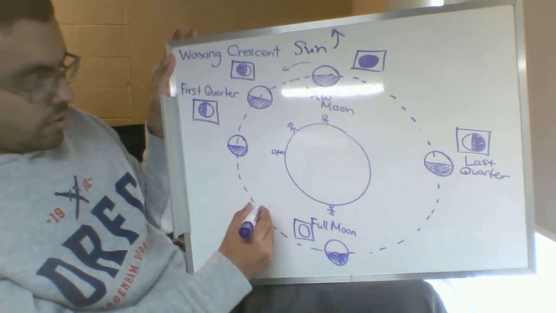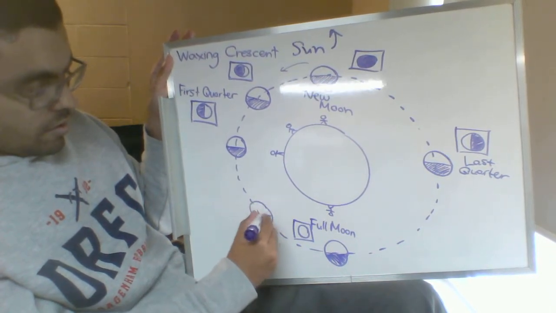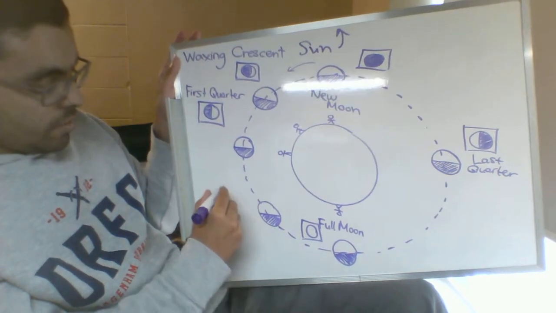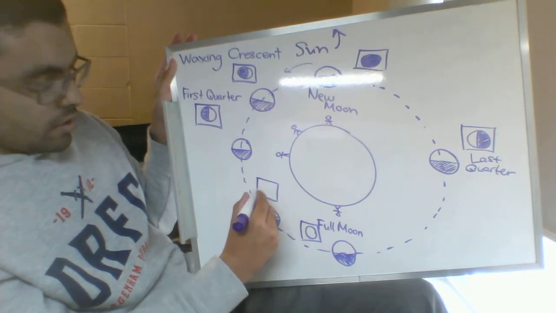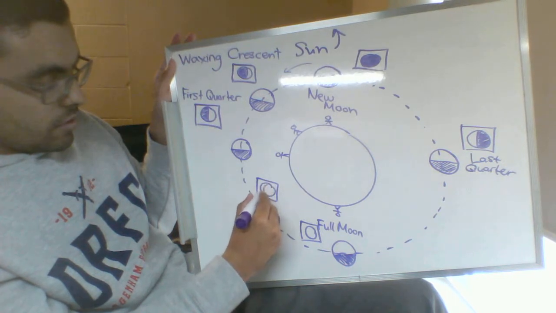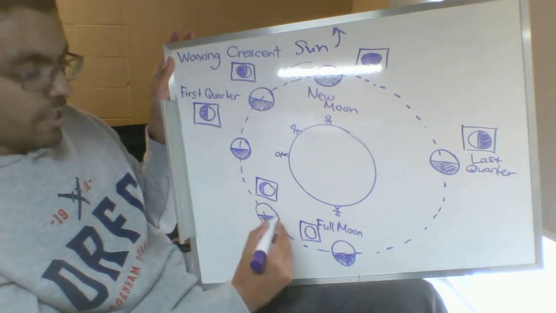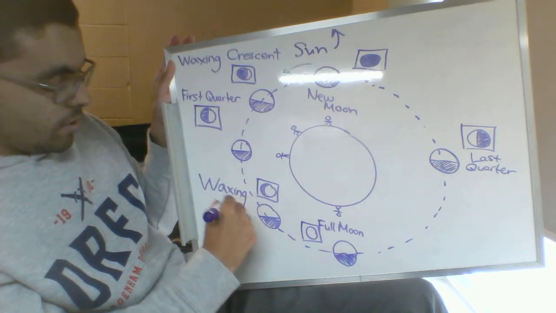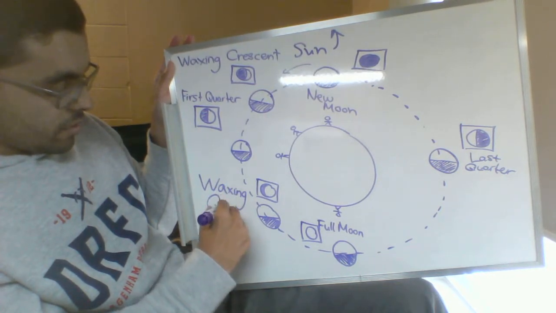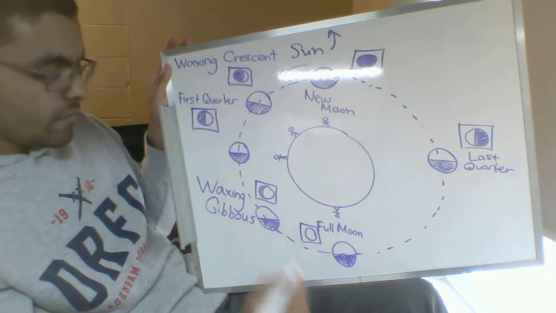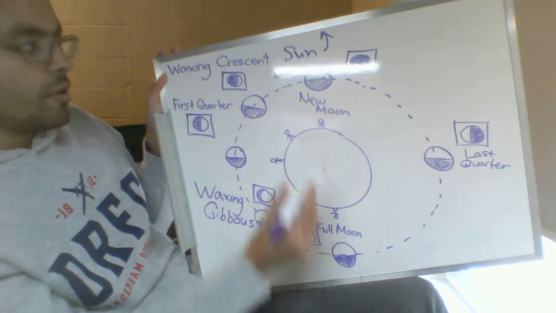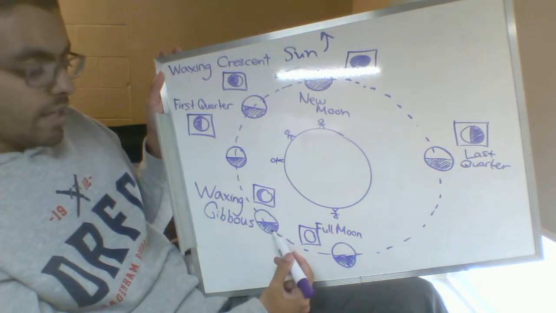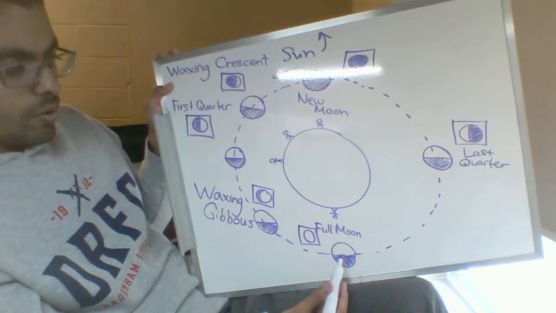Then if it goes down here, you'll see more than half of it lit, but not fully. You'll see sort of 2/3 or 3/4 of it lit, something like that. And this is called a waxing gibbous. Okay, so we go from new moon to waxing crescent to first quarter to waxing gibbous to a full moon.